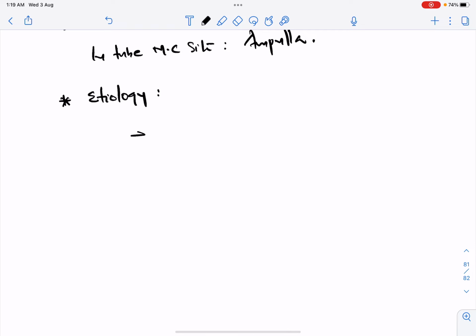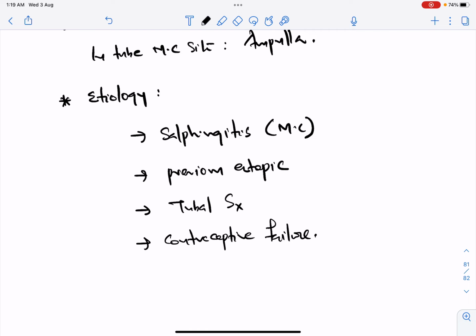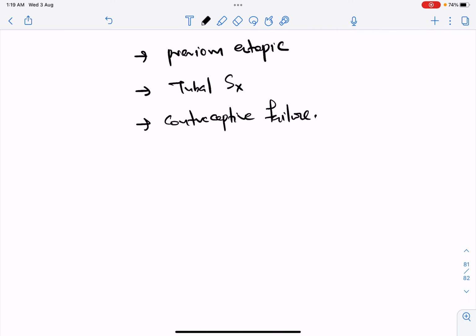Moving on to the etiology of ectopic pregnancy. The most common cause is salpingitis, inflammation of the fallopian tube. Other causes include previous ectopic pregnancy, tubal surgeries, and contraceptive failure.